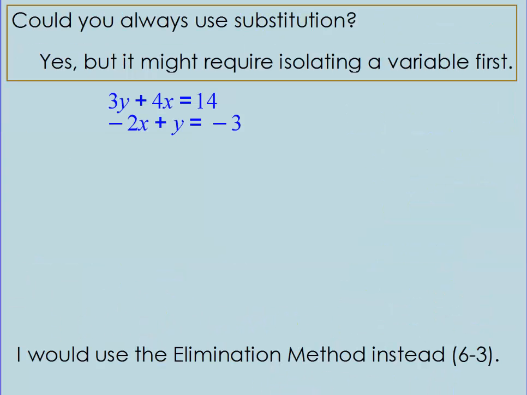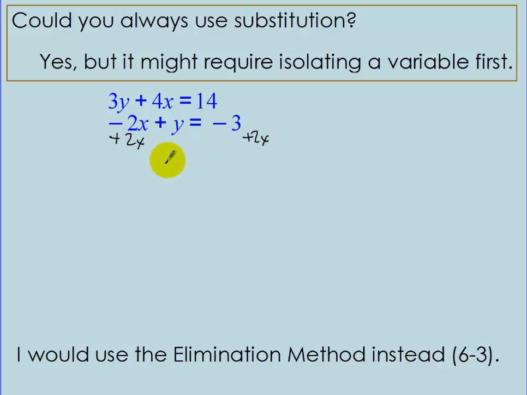So can you always use substitution? Yeah, but sometimes it requires a lot of isolating the variable. So here's an example. You can't just substitute this into the bottom one. It has to have one of those isolated. What I could do is take this bottom equation, just this bottom one out here, and add 2x to both sides.